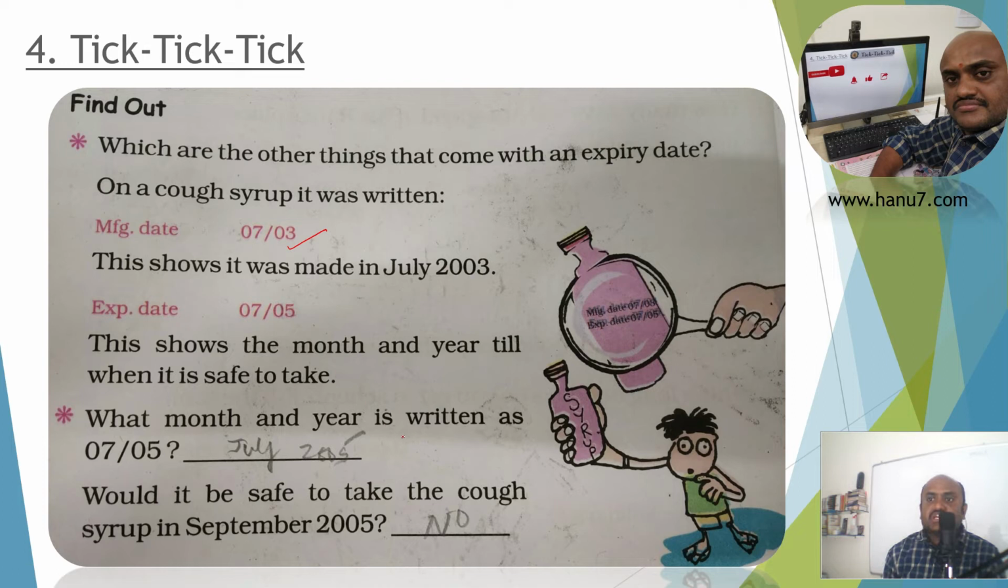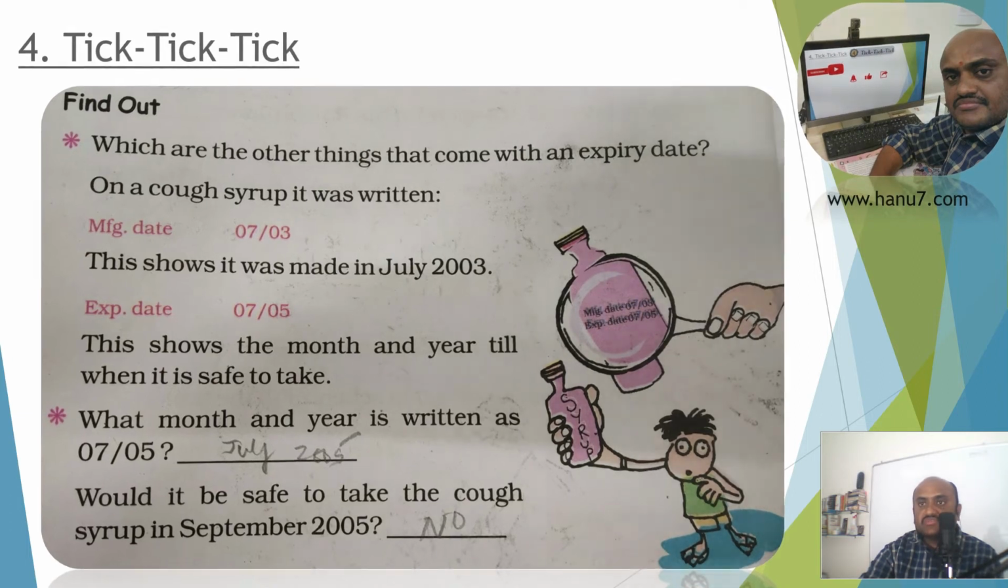So which month and year is written as 7/5? So as per this rule, it is July 2005. I wrote it here. It is July 2005. So will it be safe to take the cough syrup in September 2005? Yeah or no? Because it is safe to use only up to July 2005. So after July only we will be getting September.